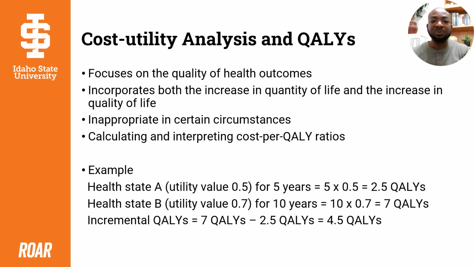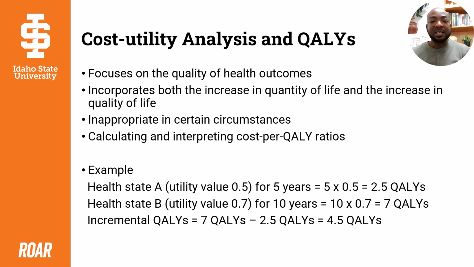It is inappropriate to use CUA when, number one, only the intermediate effectiveness data can be collected. And number two, if effectiveness data shows that the alternatives have similar outcomes. Thirdly, quality of life is important but cannot be adequately assessed. And fourthly, the extra cost of obtaining and using utility values is judged to be in itself not cost effective.